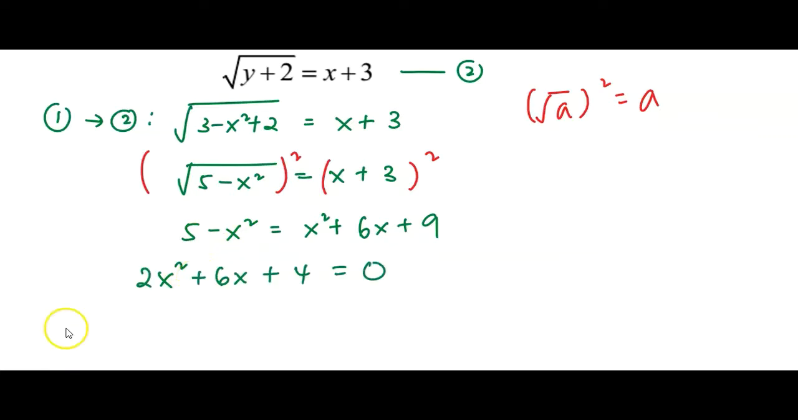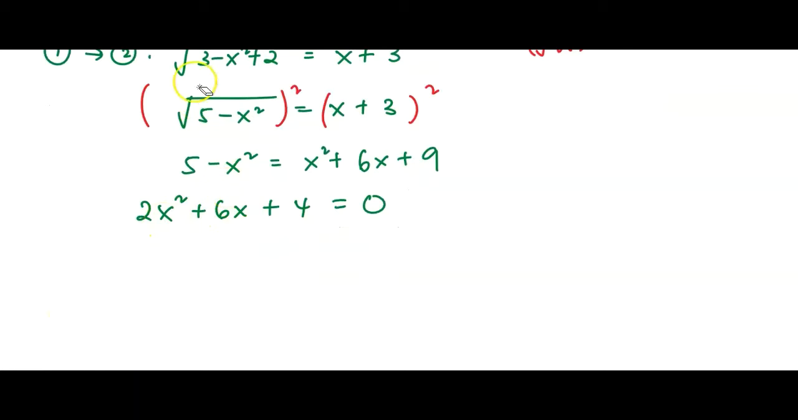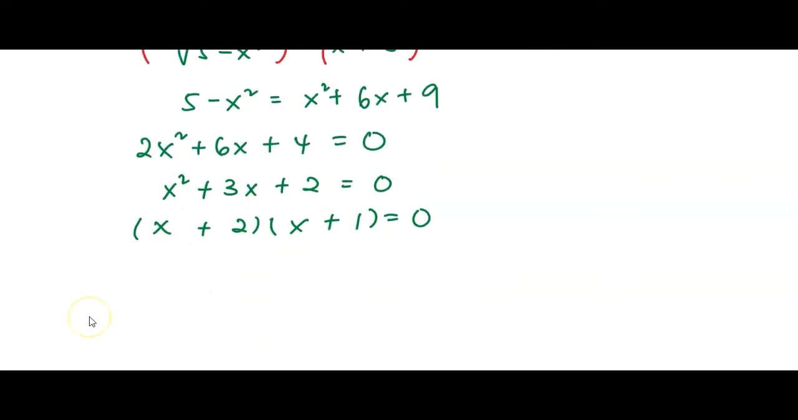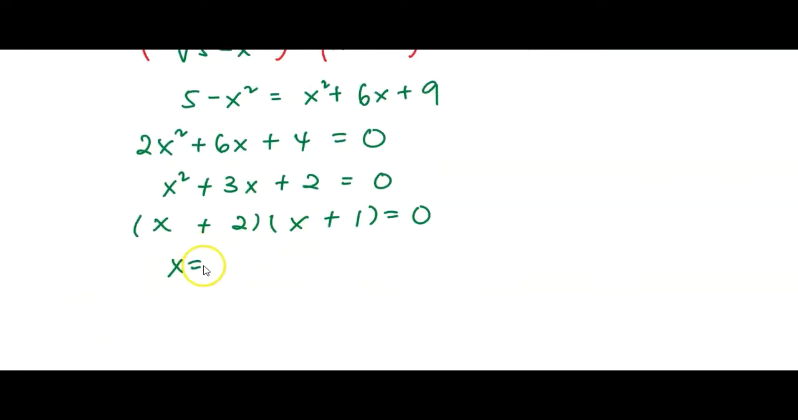Here I got a quadratic equation, where all the terms can be divided by 2, so we can divide all the terms by 2. Then we try to factorize it. After that, you have x equals negative 2, and the other solution is x equals negative 1.